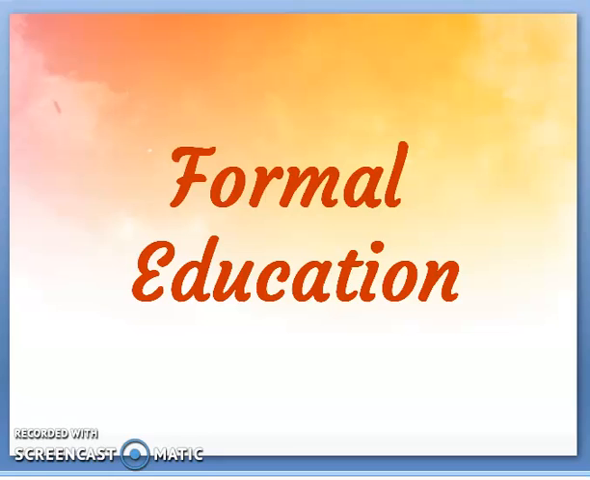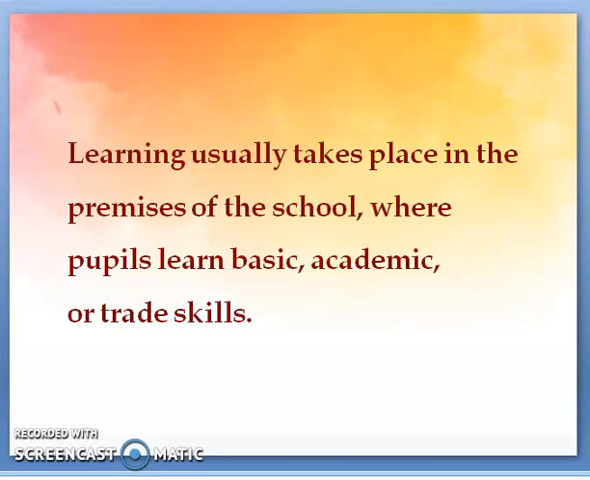What is formal education? Formal education is the learning that usually takes place in the premises of the school. This is where the pupils learn basic academic or trade skills. This happens in the school environment. Small children often attend a nursery or kindergarten, but often formal education begins in the elementary or, as we say, the primary school, and continues with secondary school.